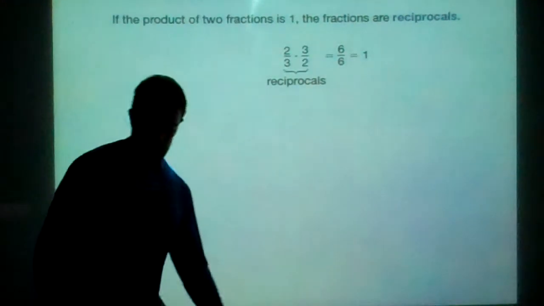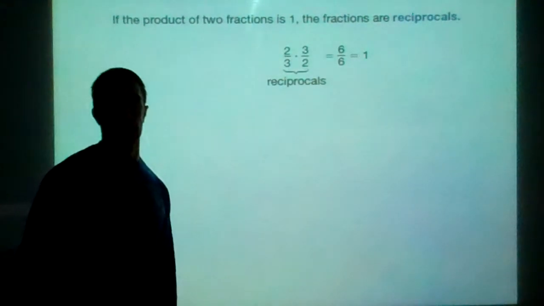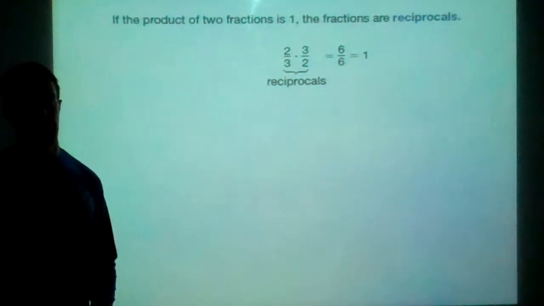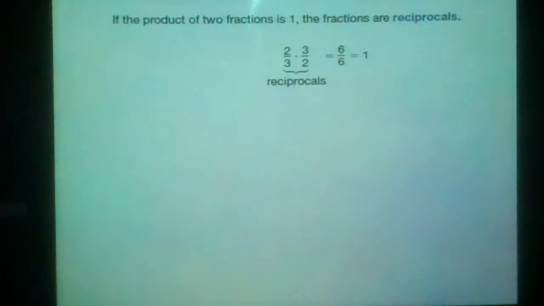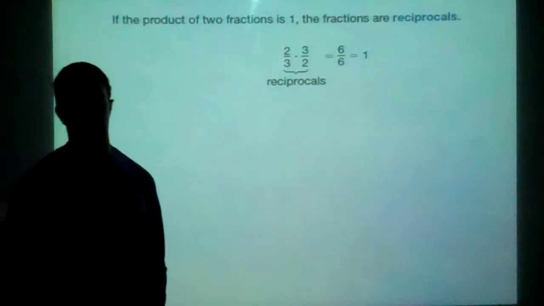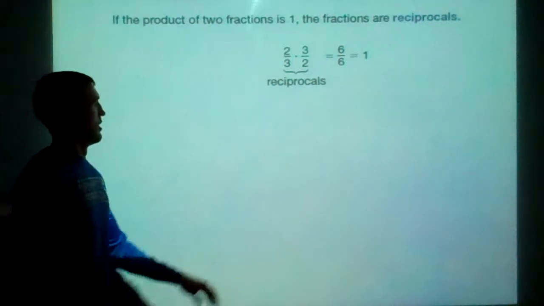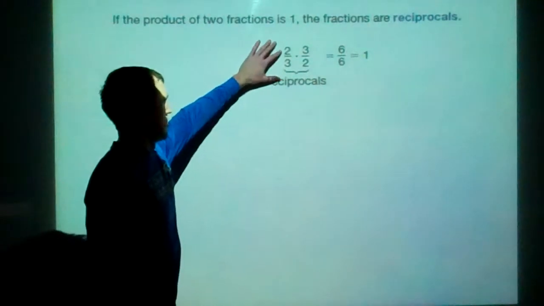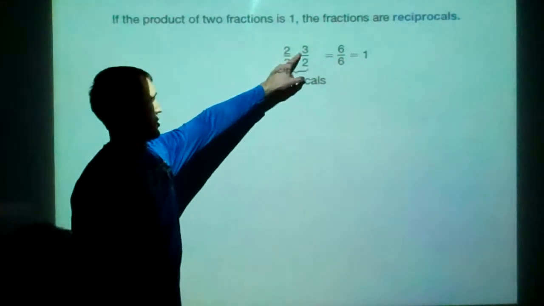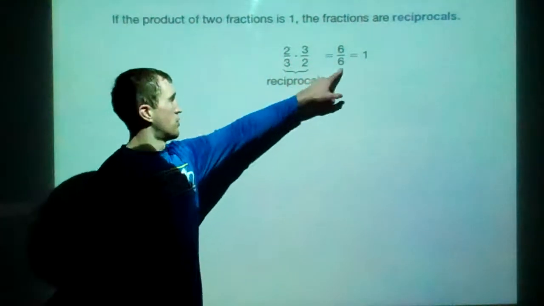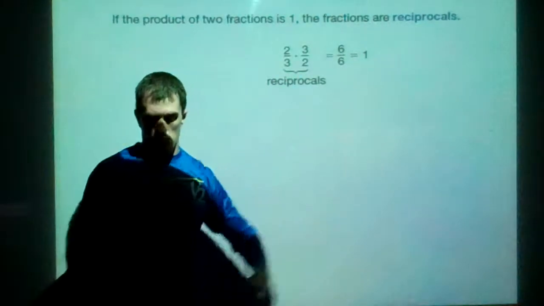Alright, so in order for us to get into the whole division of fractions, the first thing we have to talk about is the reciprocal of a fraction. So it says if the product of two fractions is 1, then the fractions are reciprocals. It's a big word in math, reciprocals. We can see here we've got 2/3 times 3 over 2. 2 times 3 is 6. 3 times 2 is 6. 6 over 6 is 1.